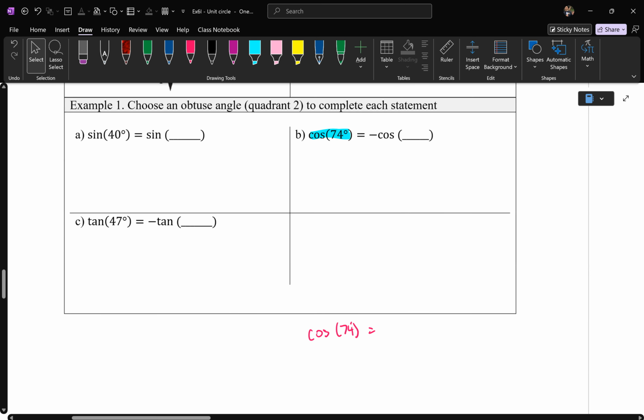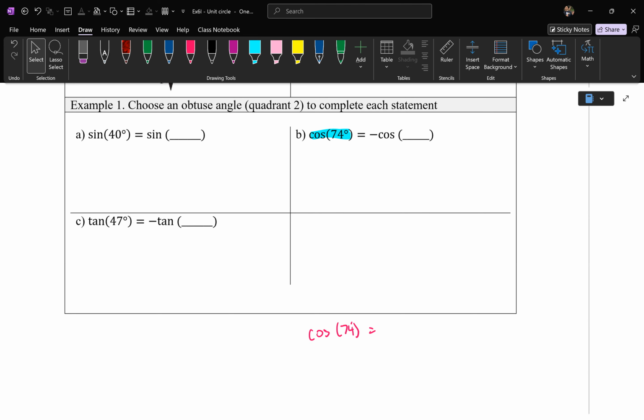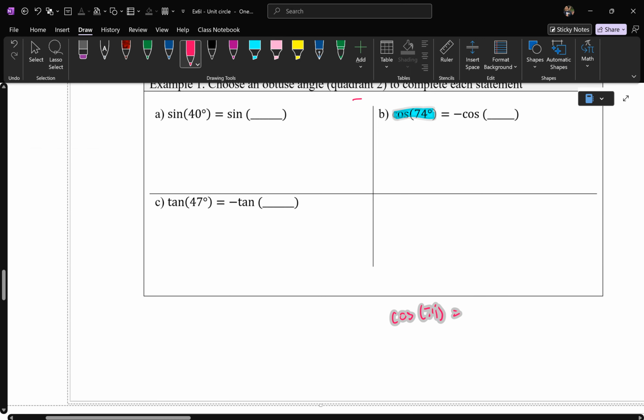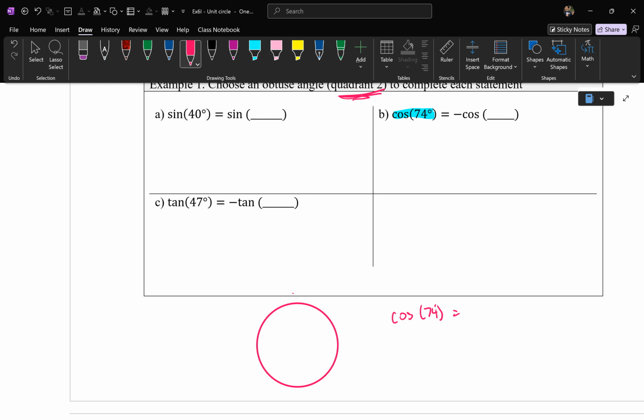We want to figure out what's another angle, if I did cos of another angle, to give me exactly the same answer as cos of 74, right? Now they want you to do it in quadrant 2, but we're going to practice in multiple quadrants here. So let's have a look. Let's draw a circle. Here's your unit circle.